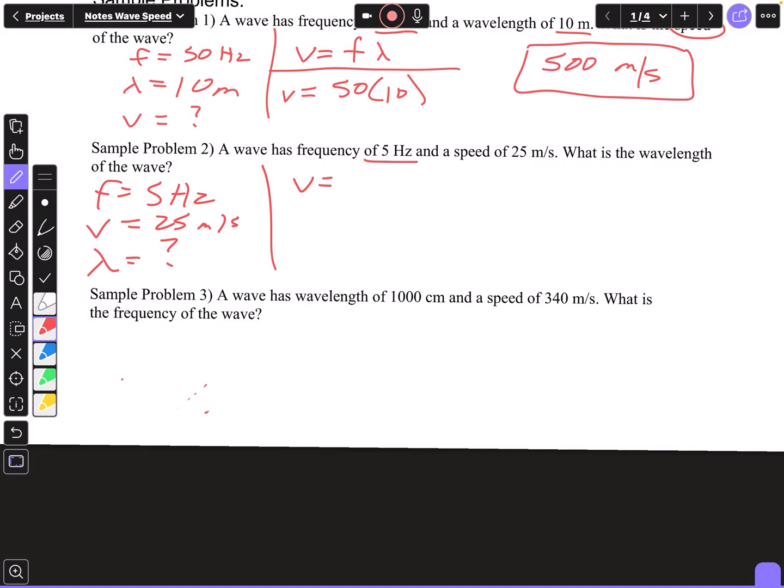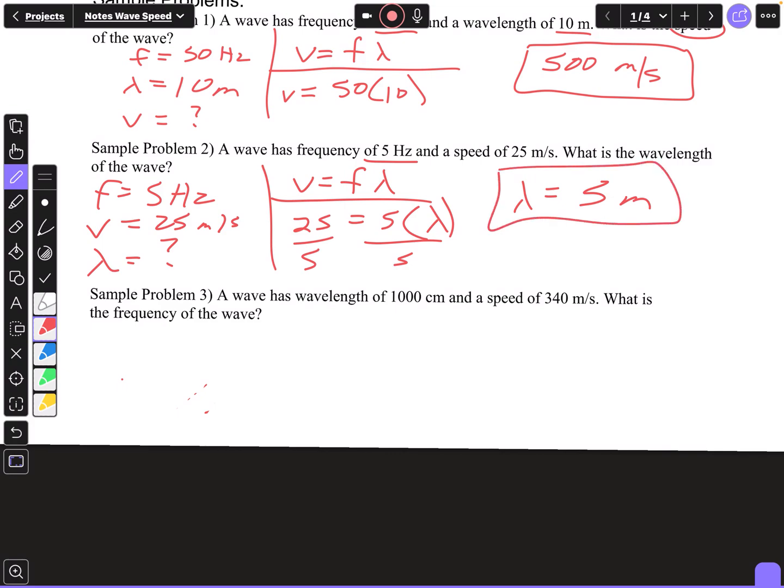The velocity equals frequency times wavelength, or the other way around, wavelength times frequency, it doesn't matter. I'm going to plug in my numbers. For velocity I had 25 equals my frequency, which is 5, times wavelength. Divide both sides by 5, so my wavelength is equal to 5, in meters. One thing I need to make sure of is that my wavelength is always in meters. If it's not, I will need to convert it to meters.